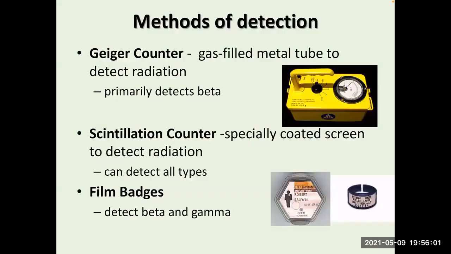All right, so how do we detect this? We use things like a Geiger counter, which is a gas-filled metal tube that can detect radiation, primarily beta radiation. I can never pronounce this word: a scintillation counter is a specially coated screen to detect radiation. It can detect all types of radiation. And then film badges can also detect beta and gamma radiation. A lot of times these are worn by people who work in nuclear power plants or work somewhere where there's some sort of nuclear energy occurring.